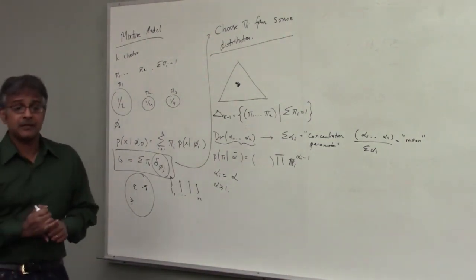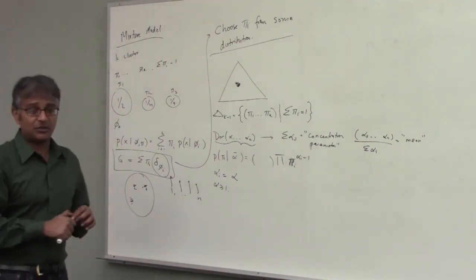Yes? So the multinomial distribution is different from the Dirichlet distribution? What is a multinomial distribution? What's a binomial distribution?